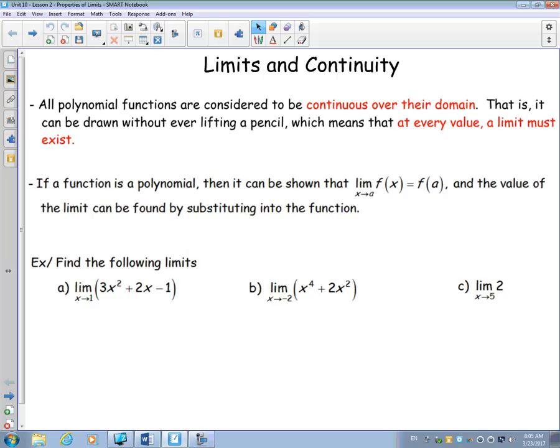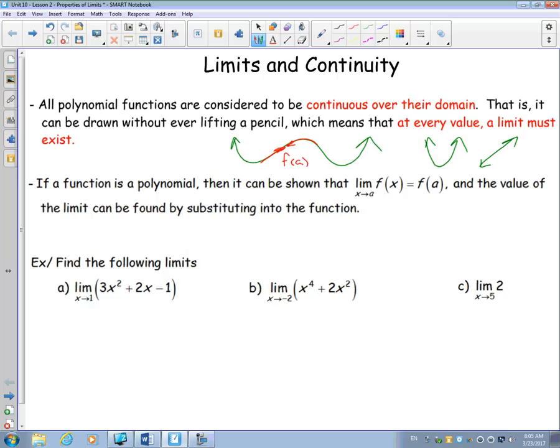Polynomial functions are considered continuous over their entire domain. That is, you can draw them without ever lifting your pencil. You could draw a quartic, a quadratic, or just a line. Every single point on that graph exists. And as you approach every point from the left and from the right, it's going to come out to that point. In fact, it's going to come out to f(a).